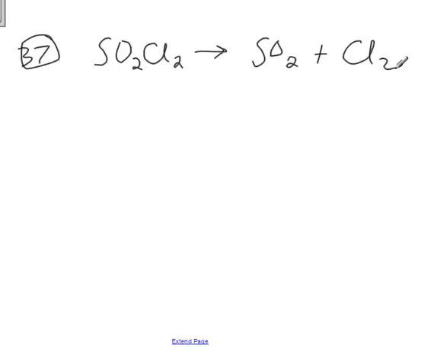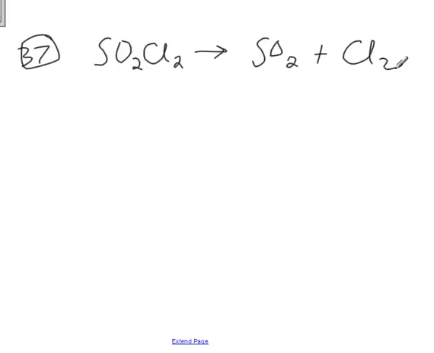Knowing it's first order, we could write the differential rate law: rate equals k times the concentration of SO2Cl2. We know the integrated rate law from yesterday's notes involving natural logarithms, right? We know the half-life equation from yesterday as well.